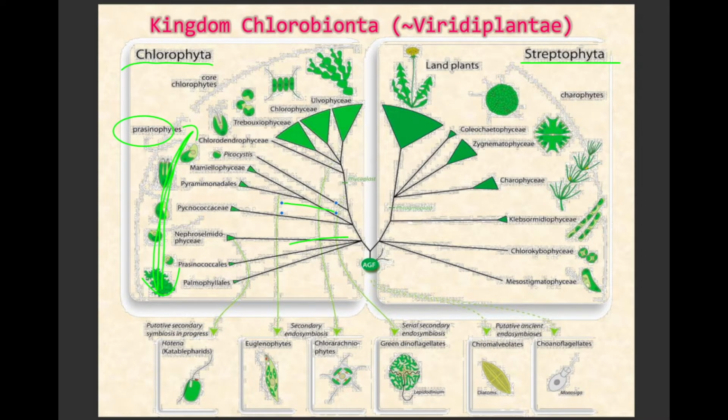So your prasinophytes is usually termed as the origin of your ancestral green flagellates. So that's your prasinophytes, the more primitive one. And we also have what we call the core chlorophytes right here. The core chlorophyte group, including your UCT, your Ulvophyceae, your Chlorophyceae, and your Trebouxiophyceae. So that's your core chlorophyte group. So your Chlorophyta is essentially made up of your core chlorophytes, the UCT, plus your prasinophytes.